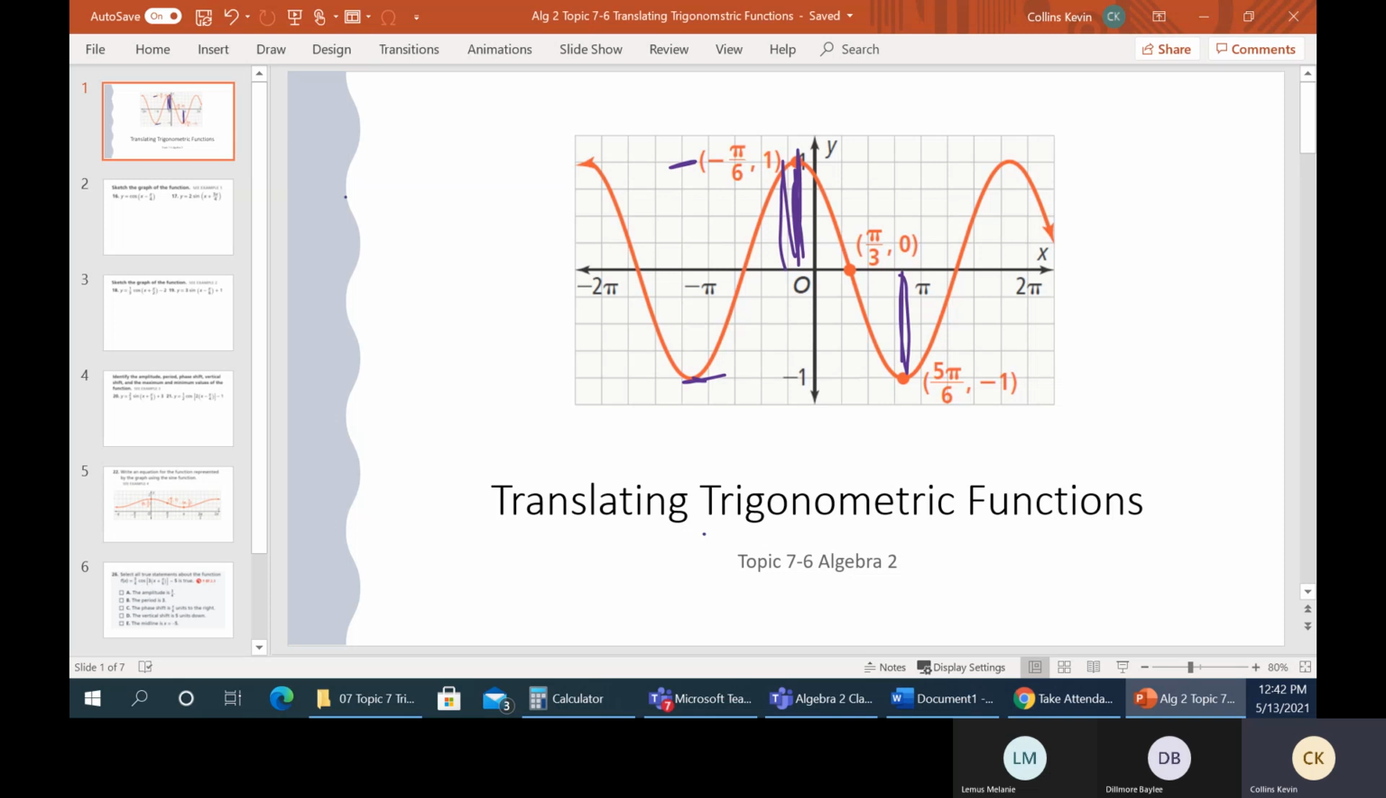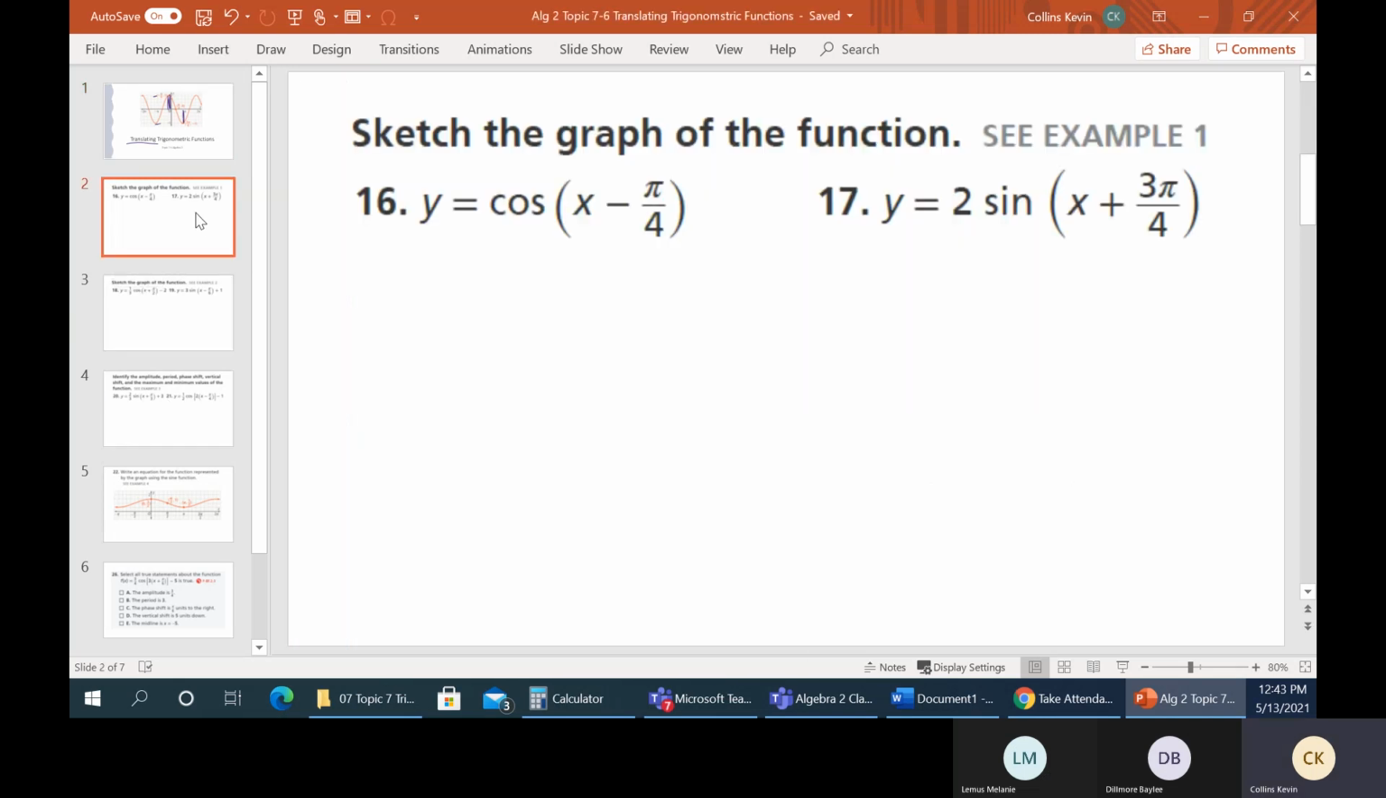And that's what we're talking about here when it says translating trigonometric functions. Translating means left, right, up, down, just like it does for any other function. All right, so this says sketch the graph of each function. This works the same way as it did before, and of course we'll be breaking out Desmos here ever so shortly.